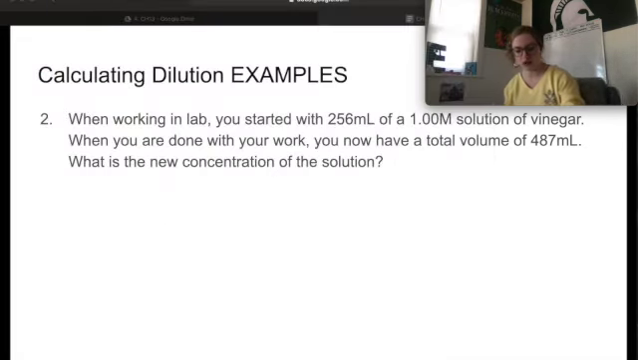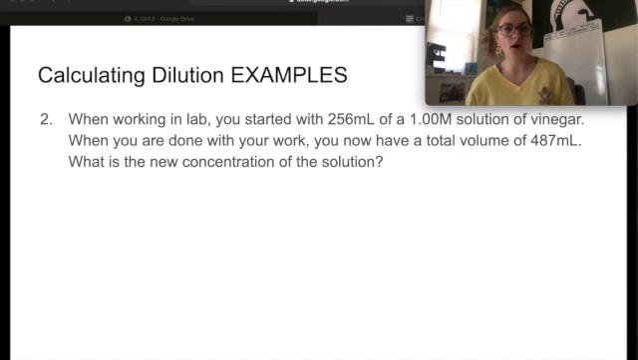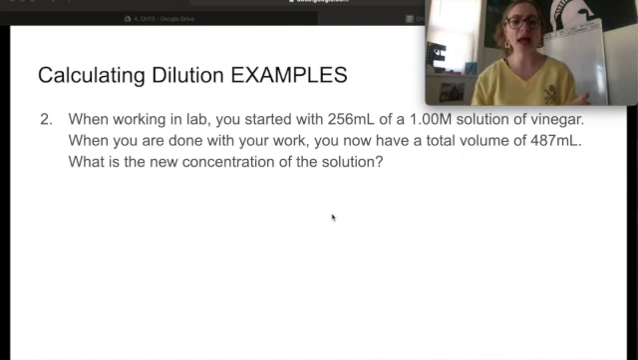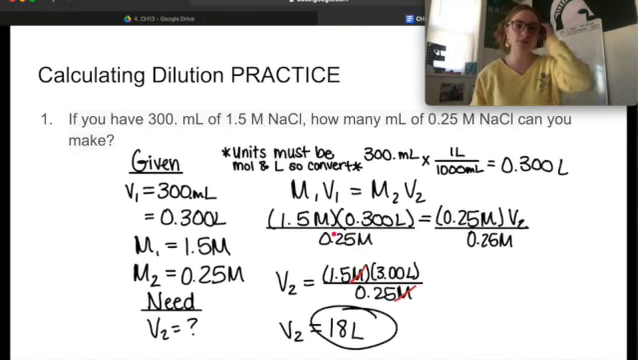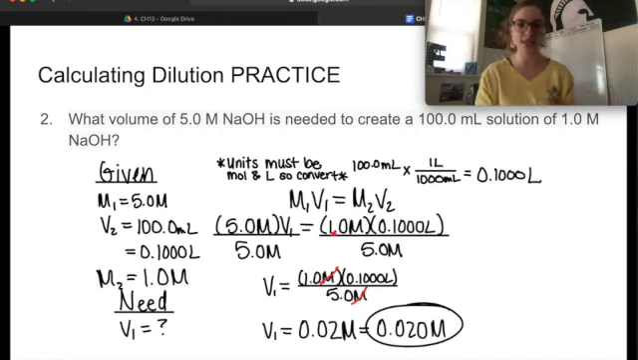So that is how we solve to make sure that we know different concentrations and volumes and how to go between those different concentrations and volumes. So go ahead, make sure you work through the practice problems in the calculating dilution section as well. And I will meet you back here for part 2.